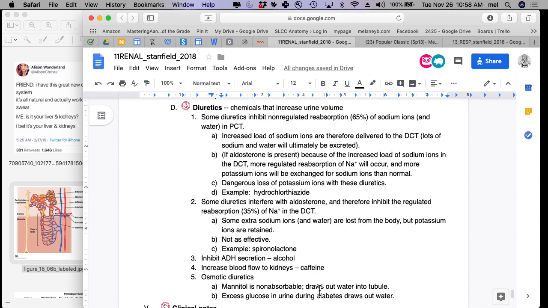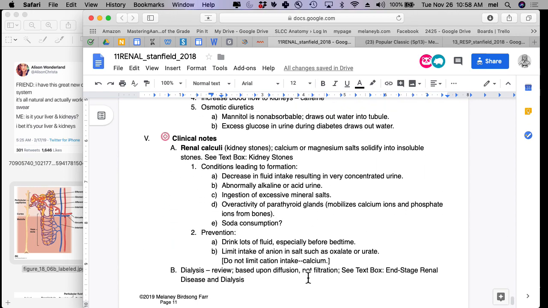Filtration. Increases filtration. Okay, that's how that one works. And then we have the osmotic diuretics. The osmotic diuretics, the ones that I know of, are usually sold over the counter.